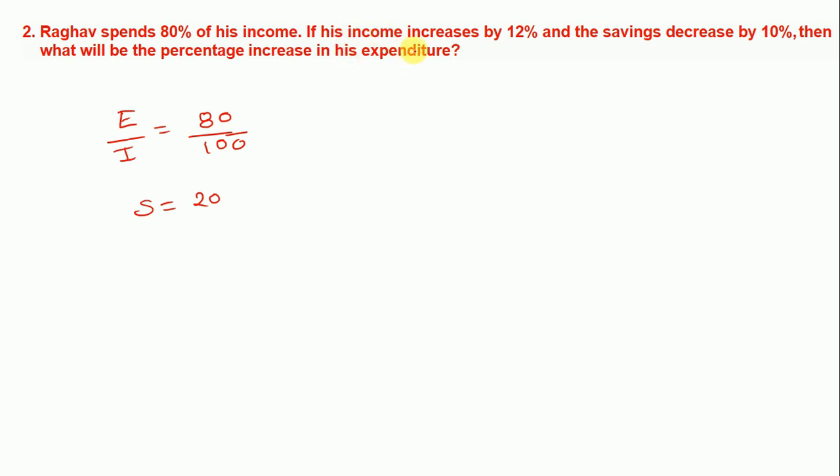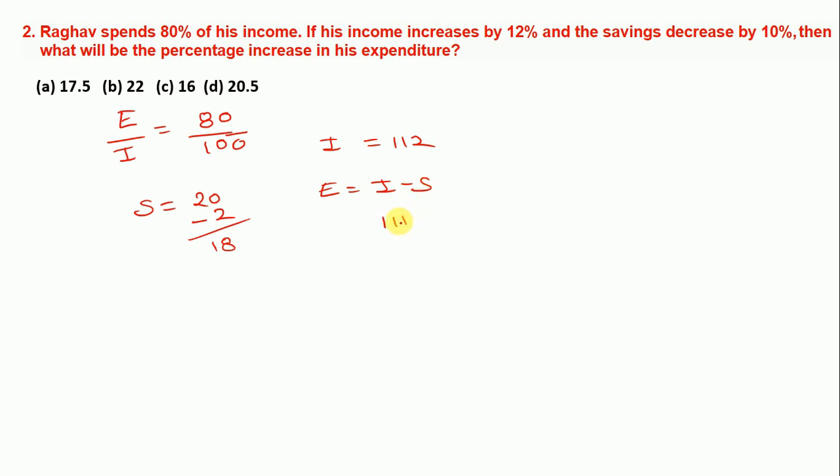If his income is increased by 12%, so income will be 112, and saving decreased by 10%. Saving was 20 and decreased by 10%. 10% of 20 is 2, so it will be 18. Then what will be the percentage increase in his expenditure? So these are your options, and expenditure is equal to income minus saving. So income here is 112 and saving is 18. So expenditure will be equal to 94. So he is asking about the percentage increase in expenditure.